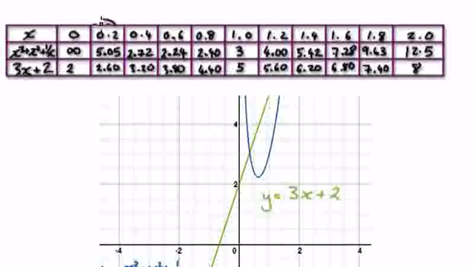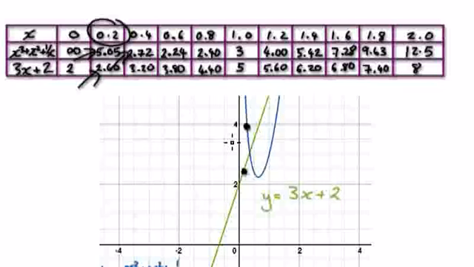Okay, let me start again. When you're at 0.2, the blue line is above the green line. This is the blue. This is green. Now when you get to 0.4, you see this blue here is smaller than the 3.2 here. So the blue is smaller than the green. So there must be a switch over.